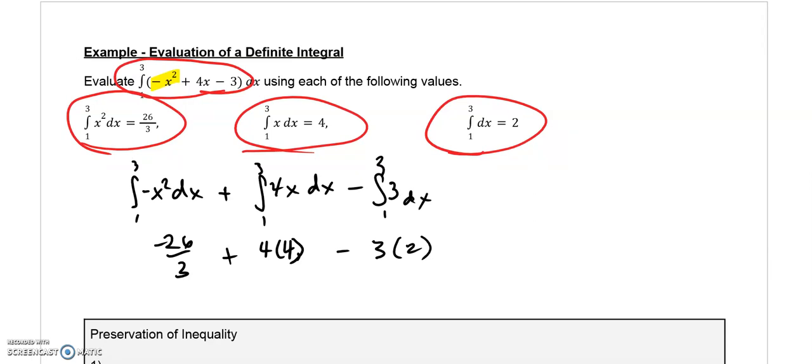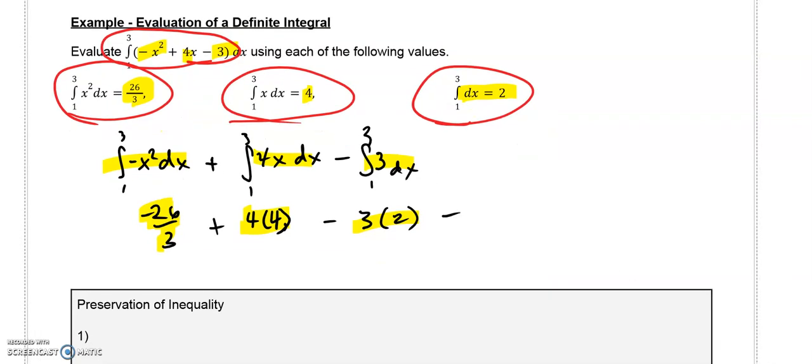You can set up each individual integral like I did here. Looking at this, you know the integral of x squared is 26 thirds, so the integral of negative x squared is going to be negative 26 thirds. The integral of x is 4, so the integral of 4x is going to be 4 times 4. The integral of just 1 dx is 2, so this is going to be 3 times 2 on that last one. When we simplify all of those, you end up with 4 thirds, or 1 1/3. And it's a positive 4 thirds.